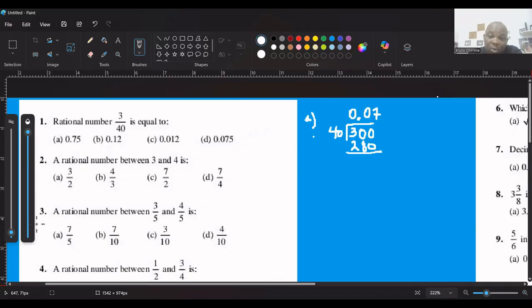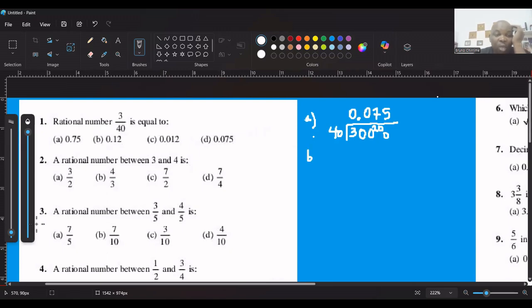So this is the written method. We keep the 280 in our brain, and then 300 minus 280 gives us 20. So we can put a 20 here, add a 0, and then continue the questioning: 40 into 200, that should go 5 times. So A is not the option.